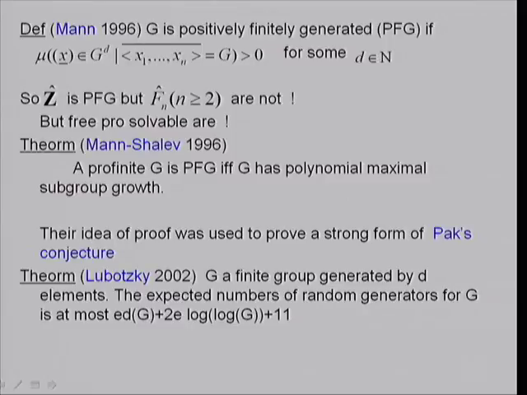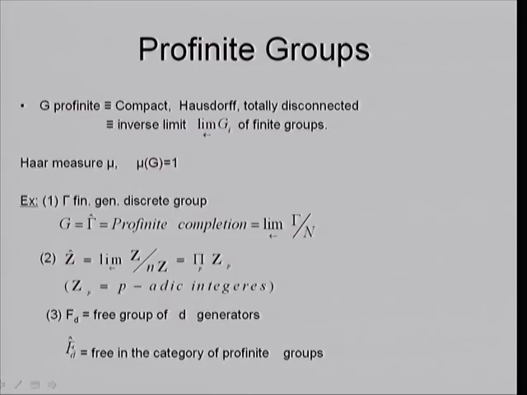Do you mind explaining again what Z hat is? Z hat is the profinite completion of Z. You take the inverse limit of Z mod nZ over all n. It's equal to the direct product over all primes p of the p-adic integers.